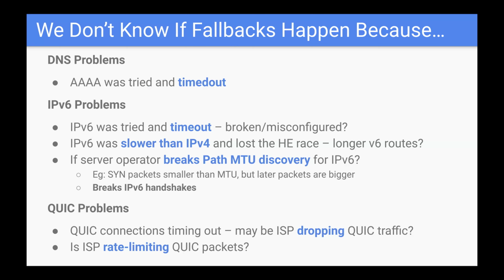I talked about the path MTU earlier, which is, did the IPv6 connections just break because the packet sizes were too big? QUIC related problems, the QUIC connections could be timing out. Maybe some ISPs are dropping packets, but in the browser Happy Eyeballs behavior, there would be a fallback to a non-QUIC protocol. Maybe ISPs are rate limiting packets, and this might be something tricky to identify using browser APIs. But that is information that we're still missing today.